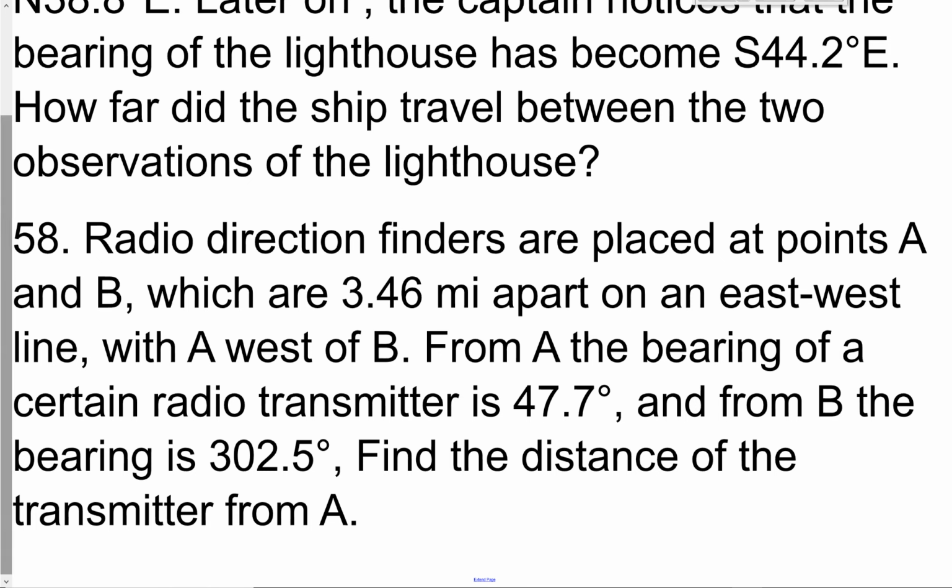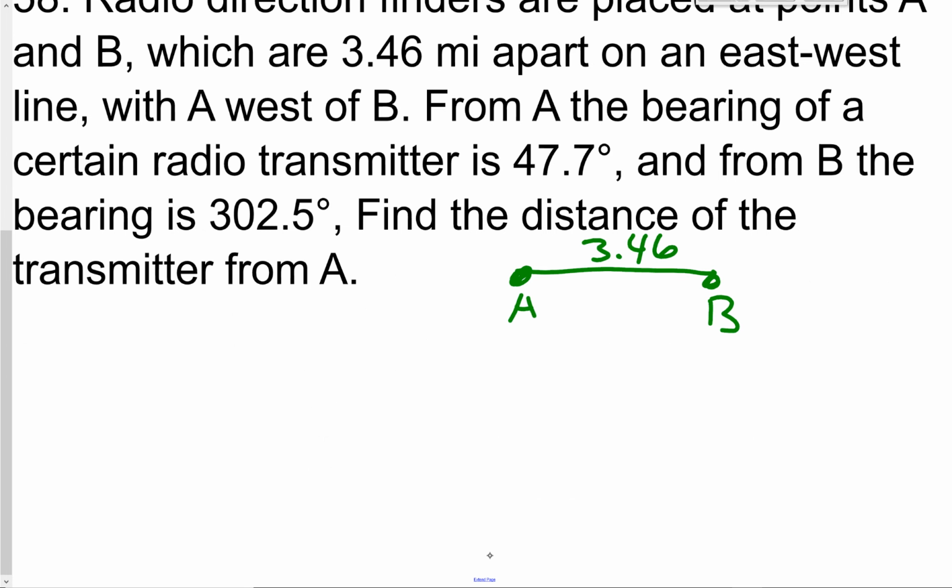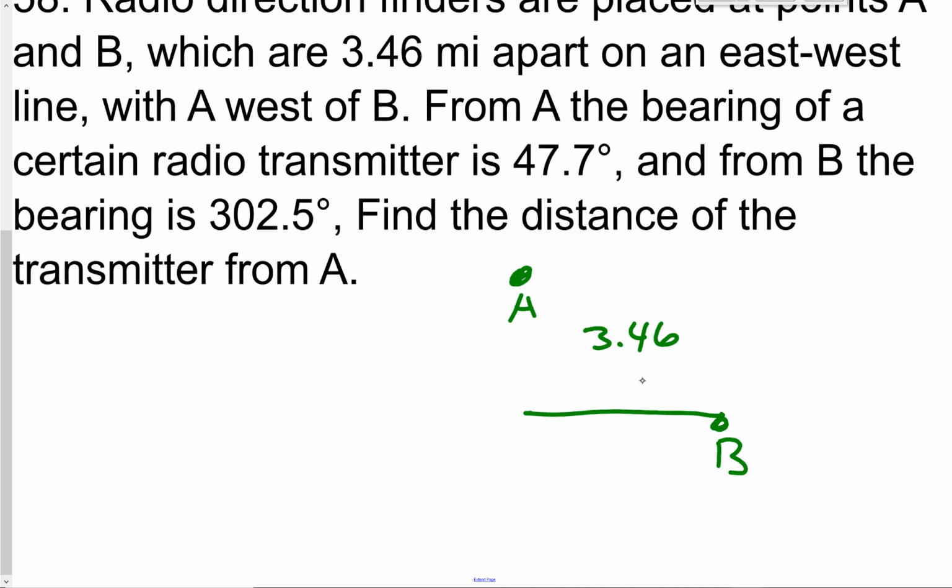I guess I'll do the same thing here. Mine's off a different bearing. So I have a radio finder, point A and point B. They're on the east-west line. A is west of B, so that's correct, I drew it correctly. And they're 3.46 miles apart. From A, a bearing of a certain radio transmitter is 47.7 degrees.